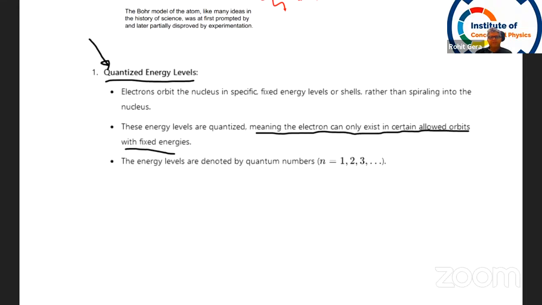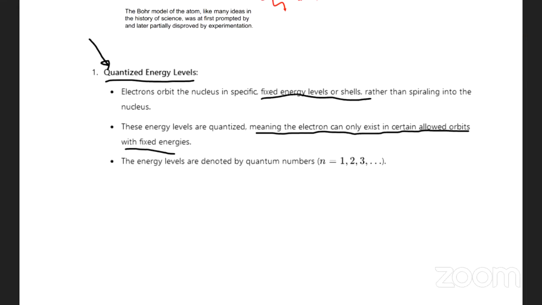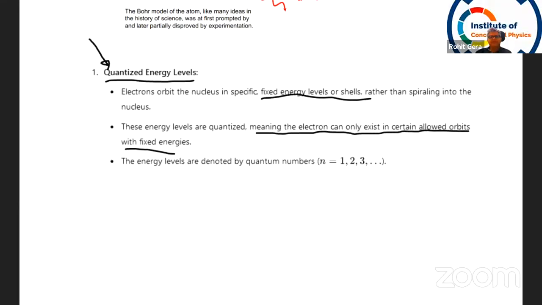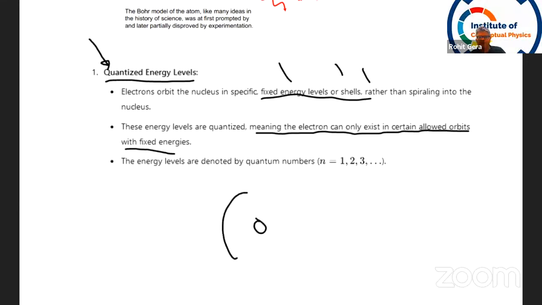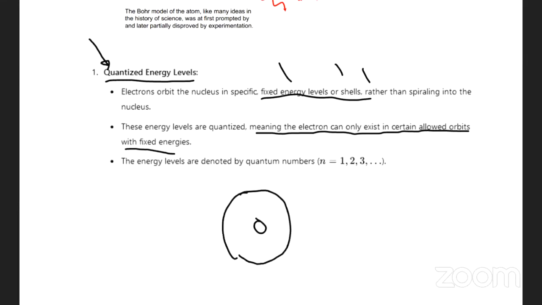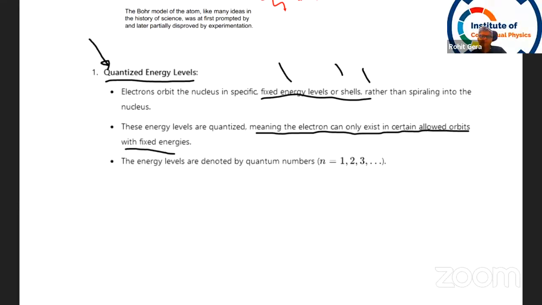So every electron orbits the nucleus in specific fixed energy levels or shells, rather than spiraling into the nucleus. So they don't spiral and fall in the nucleus. You understand spiraling? So electrons are in an orbit moving like this. They are not like this. They don't collapse inside the nucleus. They just continue to move.